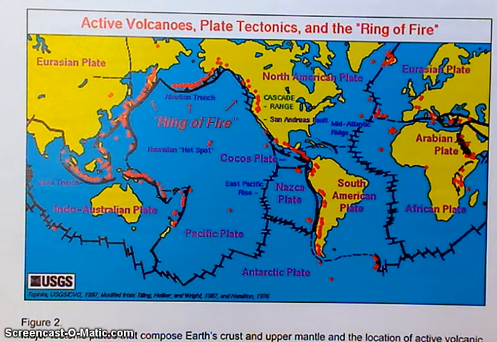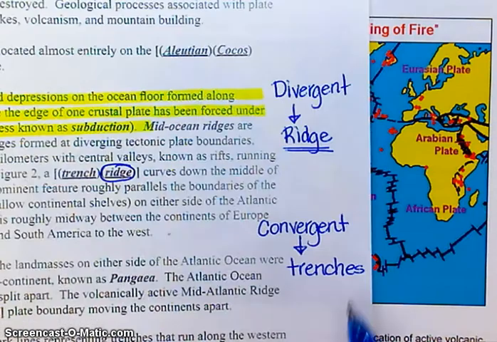This prominent feature roughly parallels the boundaries of the continents and their adjoining shallow continental shelves on either side of the Atlantic Ocean basin. That is, this feature is roughly midway between the continents of Europe and Africa to the east and North and South America to the west. Next paragraph. Geologic evidence indicates that the land masses on either side of the Atlantic Ocean were once joined together as one supercontinent known as Pangaea. The Atlantic Ocean basin was formed when Pangaea split apart. The volcanically active Mid-Atlantic Ridge marks a divergent boundary.